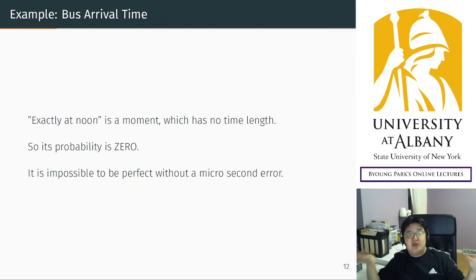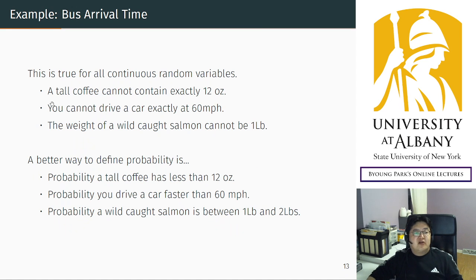Total probability should always be 100%, and that 100% probability is spread over infinitely many points, so each point cannot get any probability, right? Because there are an infinite number of such points, each of them cannot take any probability. This is true not only for this example, but for any kind of continuous random variable.